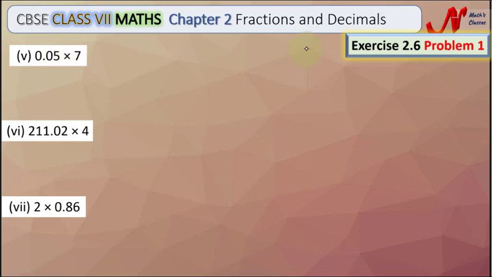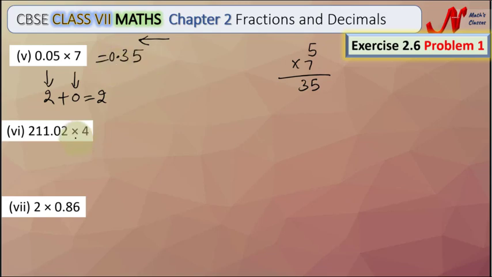To do this, first we multiply 5 with 7. 7 5s are 35. So we get the product 35. In 0.05 we have two digits after the decimal point. In 7 we do not have any decimal point, so we have 0 digits. So in total we have 2 digits after the decimal point. In the result, from right to left, we keep the decimal point after 2 digits. So we get the answer 0.35.